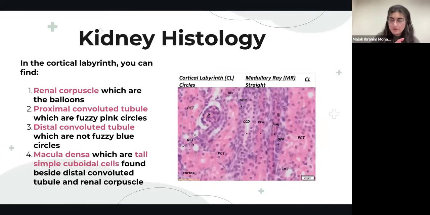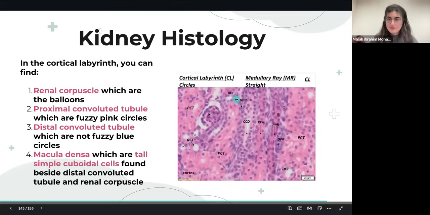Now, in your cortical labyrinth, you would find four things. You would find the renal corpuscle, which looks like balloons, as Dr. Annie says. You would see proximal convoluted tubules, you would see distal convoluted tubules, and you would see macula densa. Now, macula densa is literally just distal convoluted tubules. It just goes back, and it acts as a feedback mechanism. I'm going to show you guys a picture in a second. But to identify each one, your renal corpuscles are over here, the balloons. They're very, very easy to identify.